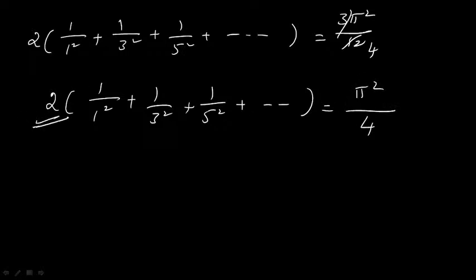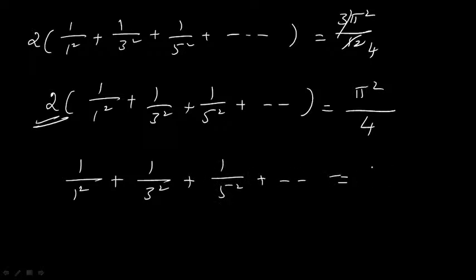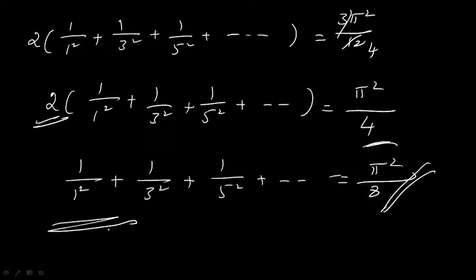What I am going to do is take this 2 to the other side and keep the series on this side. That is 1 by 1 square plus 1 by 3 square plus 1 by 5 square plus etc. is equal to pi square divided by 4 twos are 8, that is pi square by 8. So this is the third series we are going to deduce. By adding the previous 2 series, you get the third series.